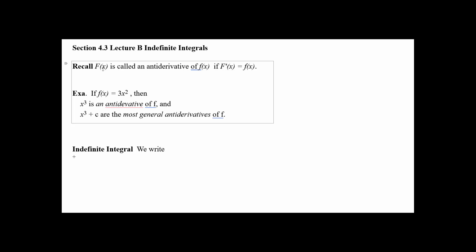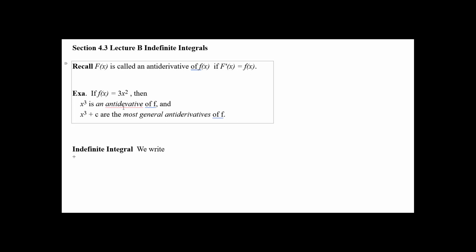We say a function capital F(x) is called an antiderivative of another function lowercase f(x) if capital F prime of x is equal to little f(x). All right, so basically this is an inverse process of taking derivatives. Let's look at an example.